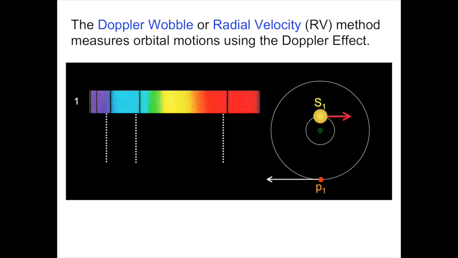If I took a spectrum of the star at this location, the star where our observatory is off to the left, and the star is moving away from us, the planet's moving towards us, but we can't see the spectrum of the planet, it's too faint. But I can see the spectrum of the star.